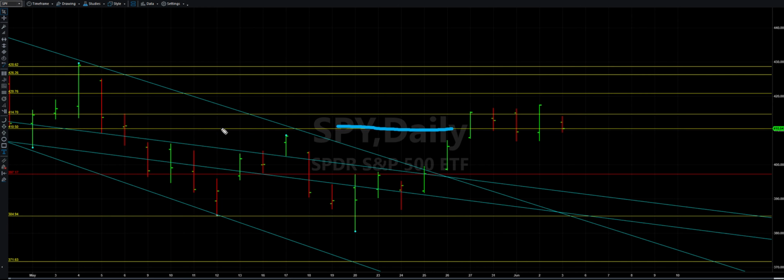Here is the support level at 410.50. We are right at support. We closed at 410.54. The support level is 410.50. We closed just above it by 4 cents. We're moving sideways. Here's the high for Thursday. We got an inside day.